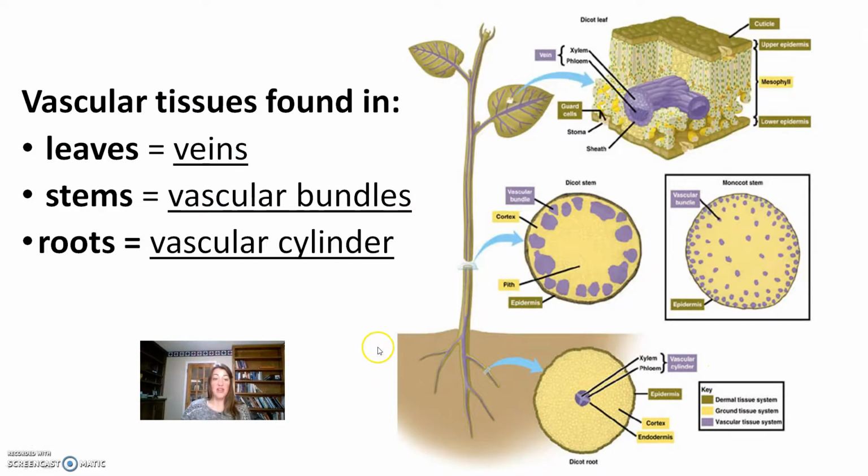Vascular tissue can be found in the leaves, which we call veins, the stems, which is vascular bundles, and the roots, which is vascular cylinder. I've said this I don't know how many times. You probably are going to have this on your exam.